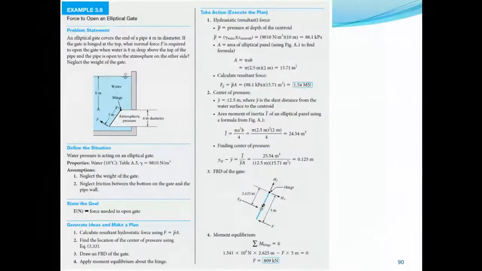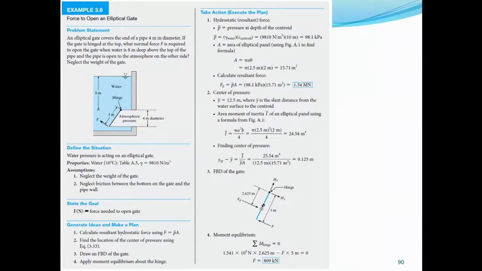Now let's take another example. The first one we looked at was a vertical plane panel. Now we want to look at an inclined submerged panel. So we have to find the force also, the force to open an elliptical gate.